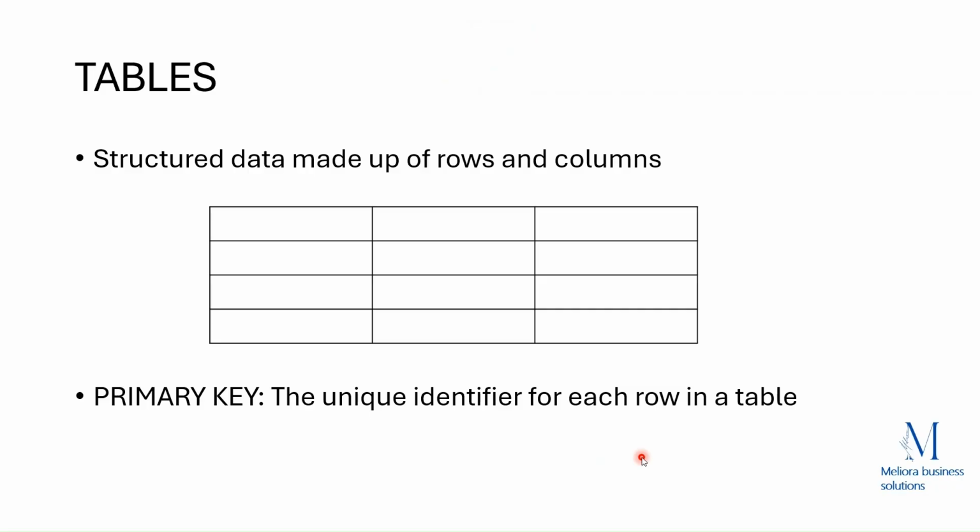So tables are structured data made up of rows and columns. The rows go across like this, often called observations, and the columns go down this way, often called attributes.